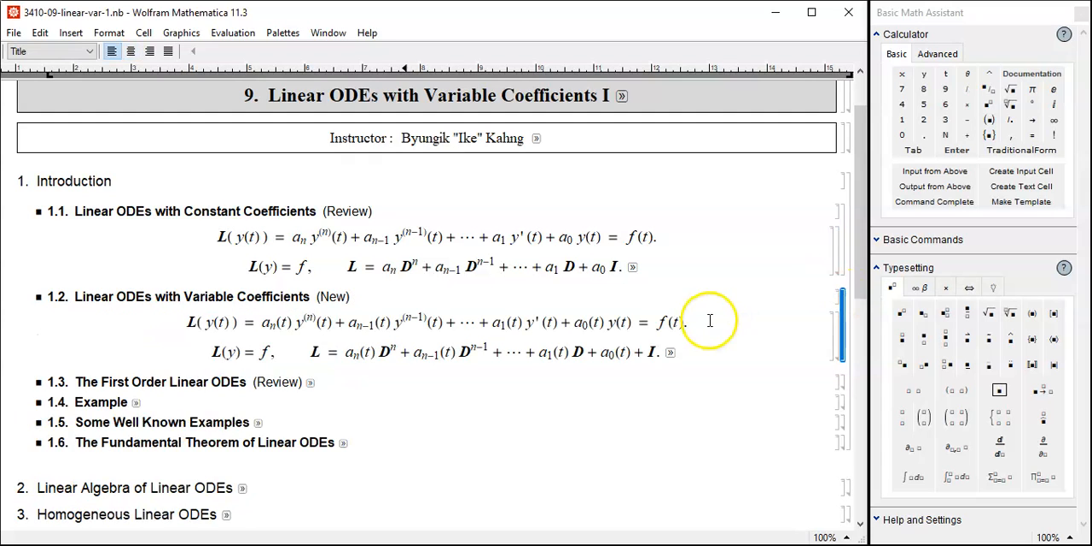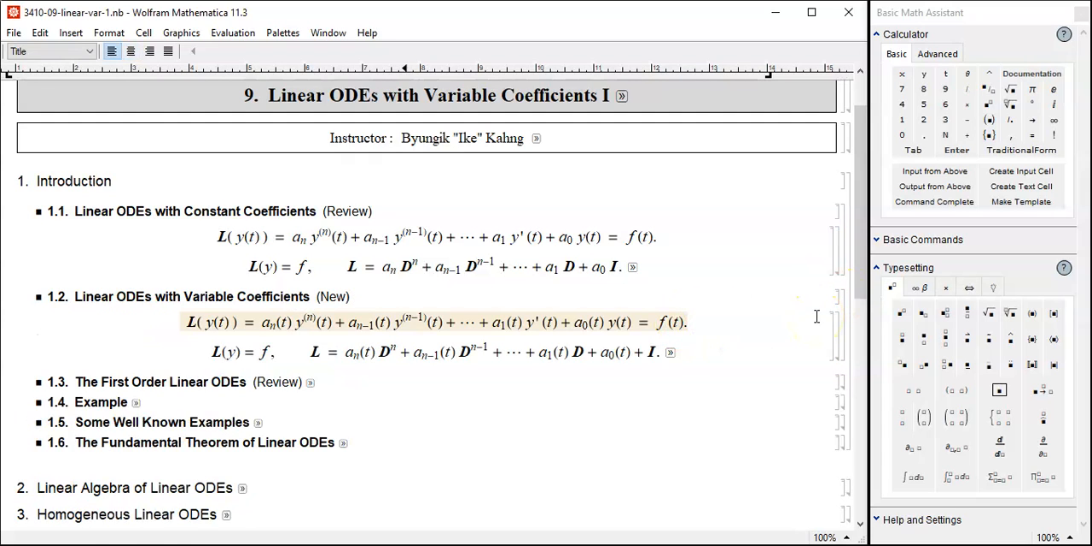Now, how about the linear ODEs with variable coefficients? This time, the coefficients a_n, a_{n-1}, a_{n-2}, those are no longer constants, excuse me. They are coefficients, yes, but not constant coefficients. These are variable coefficients now. a_n of t, so it's an expression of t. a_{n-1} of t, another expression of t, and so on.